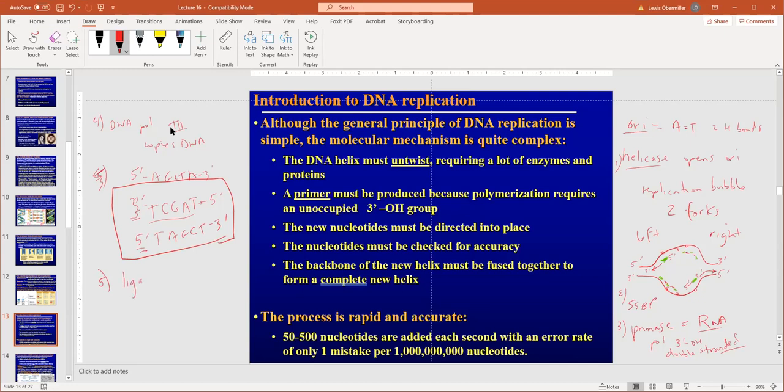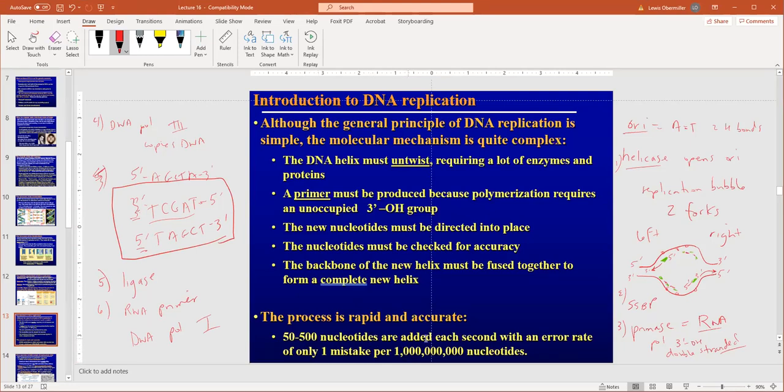ligase has to fuse the ends together. And then the last thing is the RNA primer is removed by DNA polymerase 1. And that's replication. So make sure you know all that stuff.